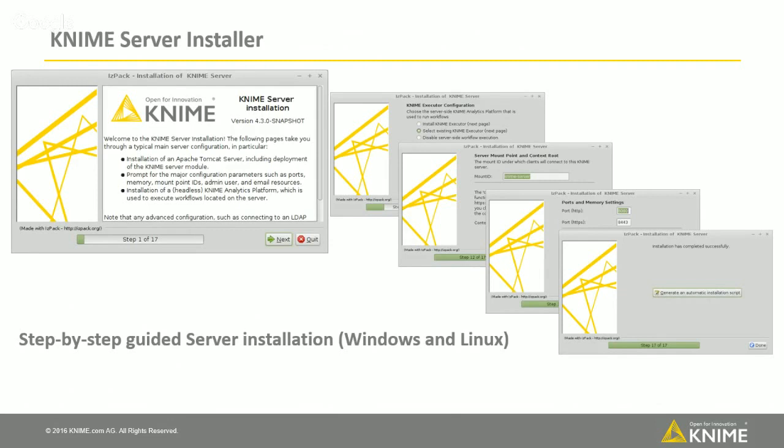We also have the KNIME server installer. We've improved that and now have the installer available for Windows and for Linux. This is a step-by-step guided server installation that walks you through all the steps you need to do to install the KNIME server and allows you to configure anything that you might need to configure. And that makes things really easy. You can also then generate an automatic install script, so if you need to manage multiple KNIME servers, you can just run that script again and everything works easily.